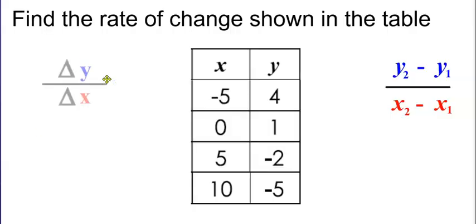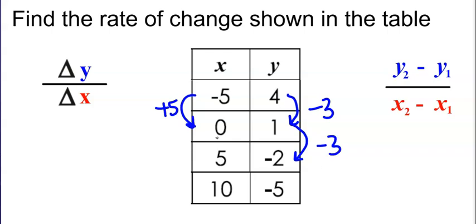Or we could look for a pattern using the change in y, like this. How does 4 become a -1? Well, we subtract 3. How does -5 get to 0? Well, we add 5. And if we're doing it right, we should get that same constant pattern. How does 1 become -2? We subtract 3. How does 0 become 5? We add 5.